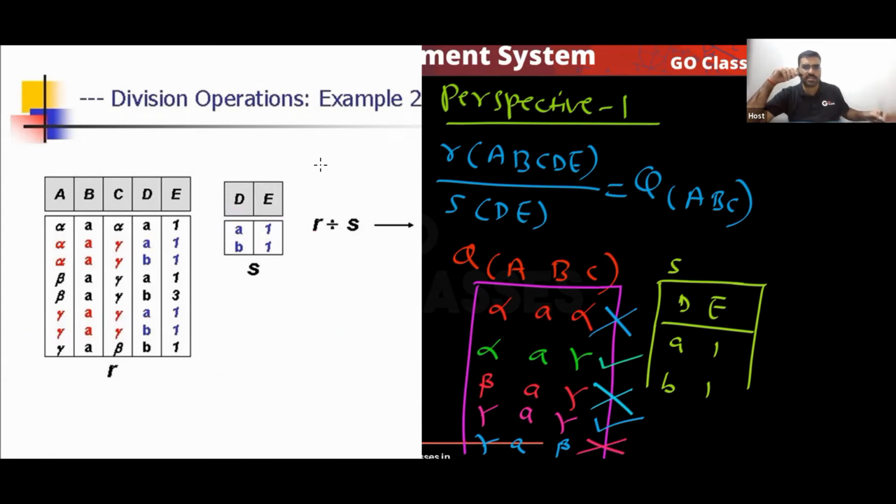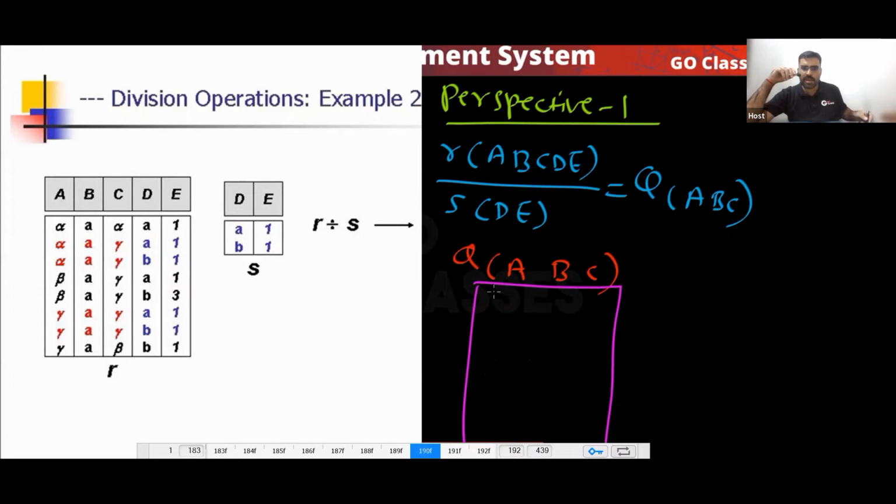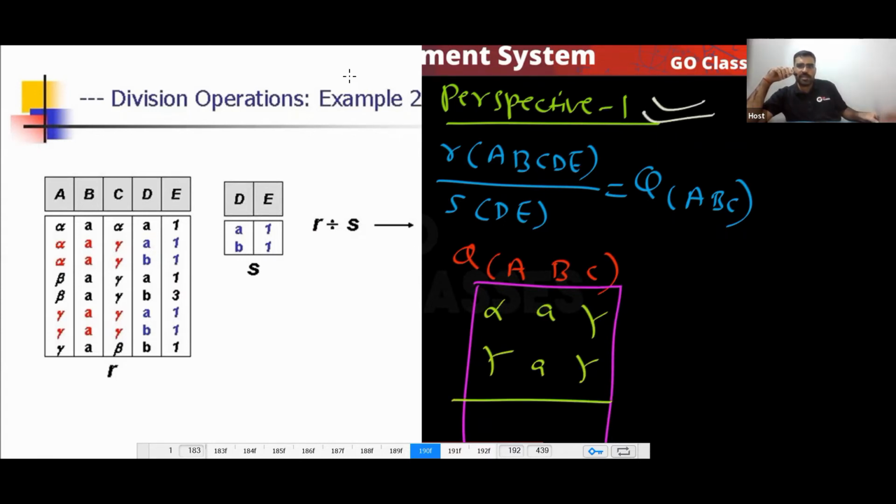So finally, what is the final answer? Your final answer will be very simple. From perspective number 1, your final answer will be alpha A gamma and gamma A gamma. This will be your final answer. Perspective number 1 is done, correct? Very simple, isn't it?